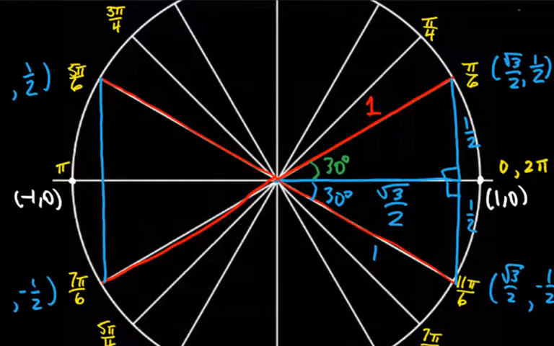And then the length going this way, so the part on the x-axis, is again still going to be the exact same thing. It's just going the opposite way, so it's negative square root of 3 over 2. And this should make perfect sense in terms of where the negative signs are going.